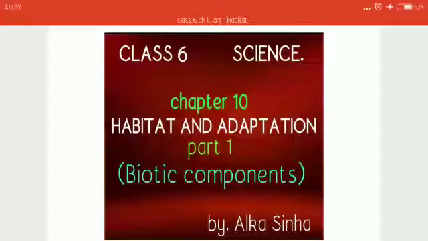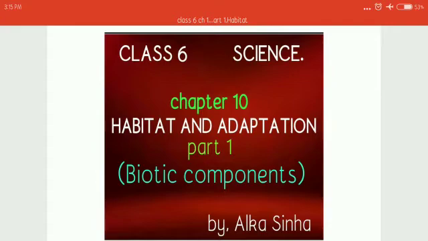Good morning, students. Today we are going to start a new chapter. This is Biology, Habitat and Adaptations. This is chapter 10. In this chapter, we will learn about adaptations and habitat of plants and animals. In the first part, we will learn about biotic components.